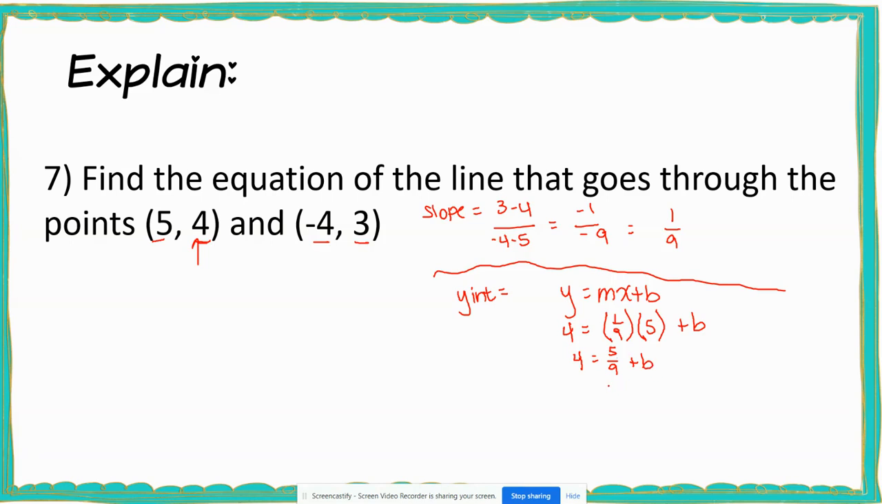Well, to get b by itself, I really just need to subtract 5/9 from both sides of this equation. And if I do 4 minus 5/9, then I'm going to get 31/9. These will cancel and leave me with b. So that means that 31/9 is my y-intercept. If I write this in my equation, it's going to be y equals my slope, which is 1/9 times x, plus my y-intercept, which is 31/9.